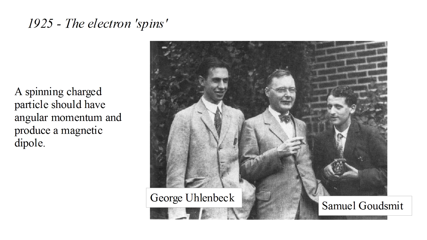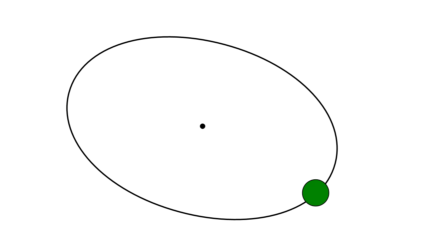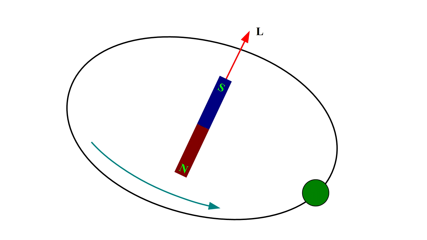Classically, a spinning charged particle should have angular momentum and produce a magnetic dipole. As we've already discussed, the motion of a particle around an orbit results in orbital angular momentum. If the particle is charged, as the electron is, this will also produce a small magnetic dipole. We might also envision the electron spinning about an axis, analogous to the way a planet rotates. This would create another component of angular momentum that we'll label S for spin angular momentum. Since the electron's charge would also be spinning, the resulting electric current should also produce another little magnetic dipole.